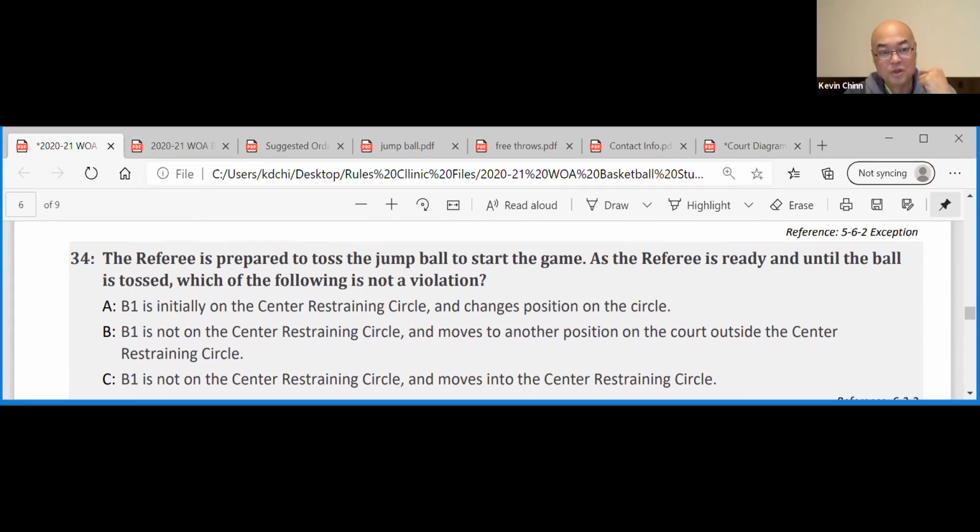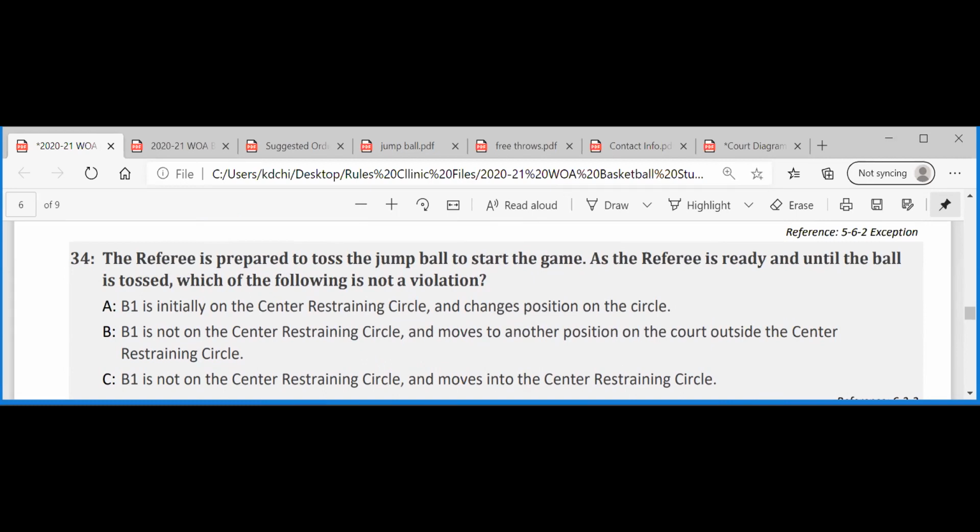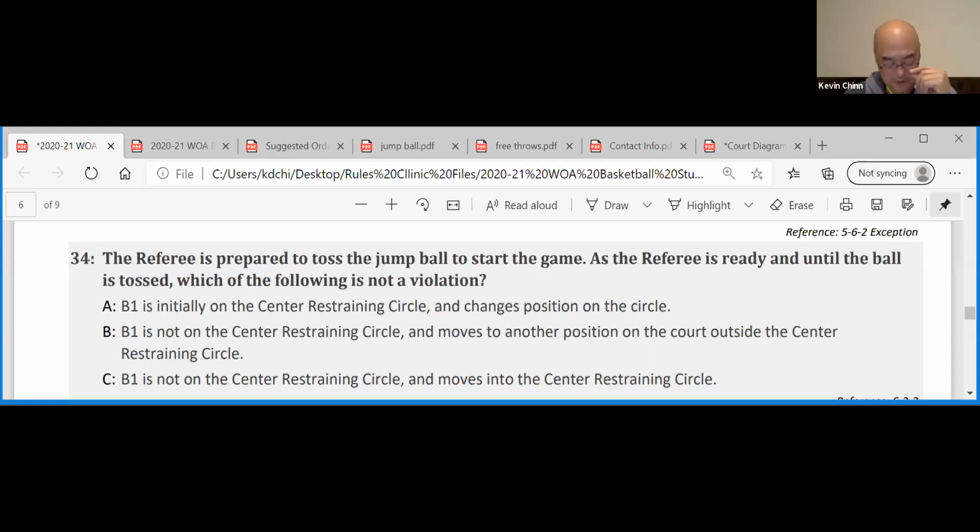Anybody? You guys agree? Yep, I agree. Everybody says B. Agreed. Does anybody not understand why it's B? B is the correct answer. Does anybody need me to show you this? No? Okay. Good. We'll move on.